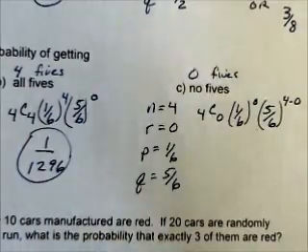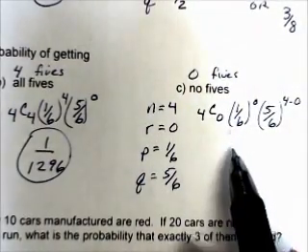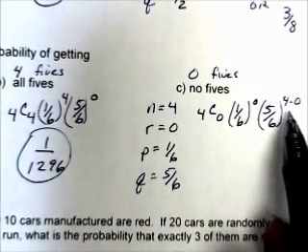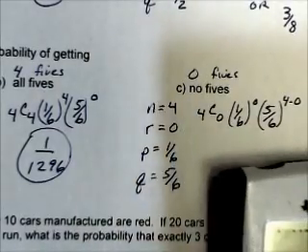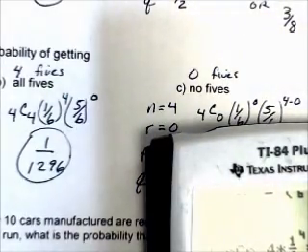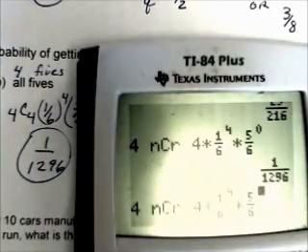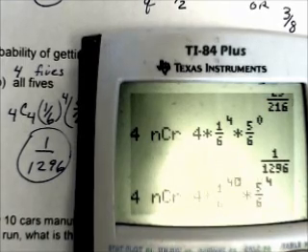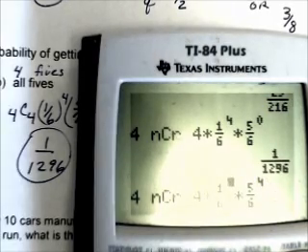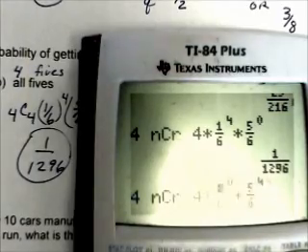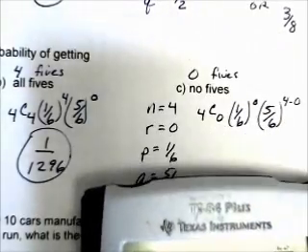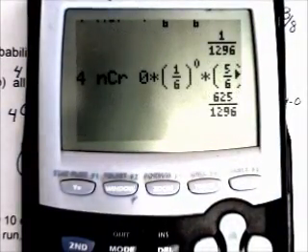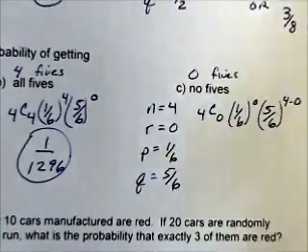I'm just so tempted to do this by hand again. I know 4 choose 0 is 1, 1/6 to the 0 is 1, so it's simply going to be 5/6 to the power of 4. Okay, so I'm just going to use the calculator because that's what I know you would do if you're not familiar with 4 choose 0. Okay, I believe it's keyed in correctly. 625 over 1,296.